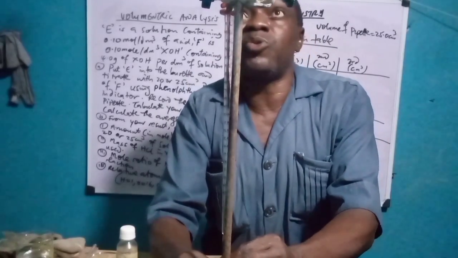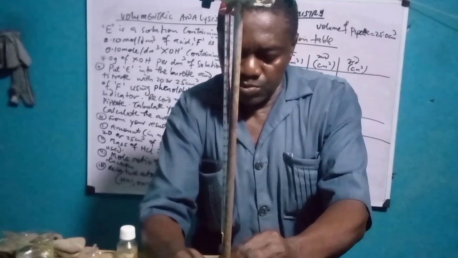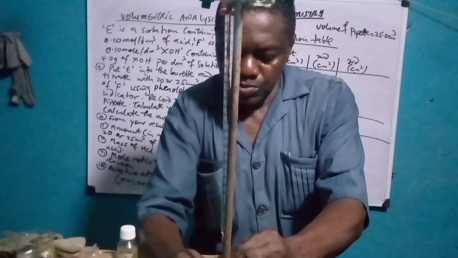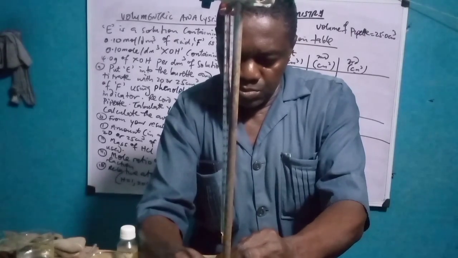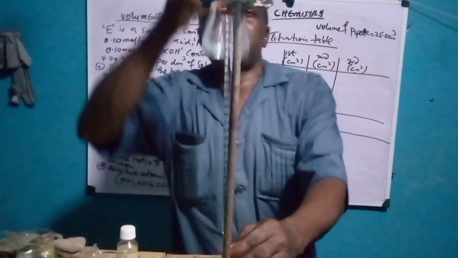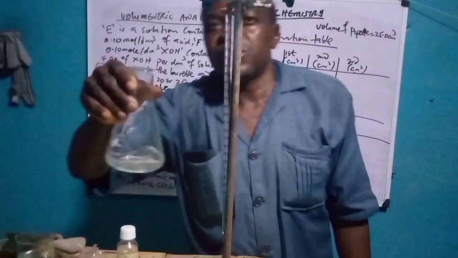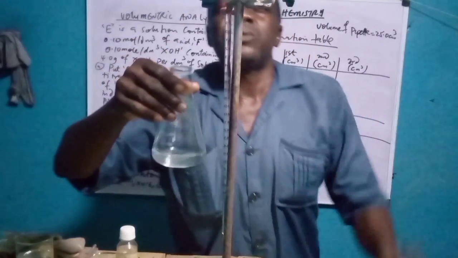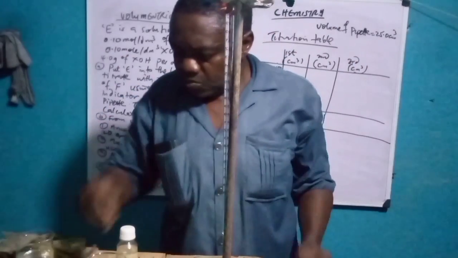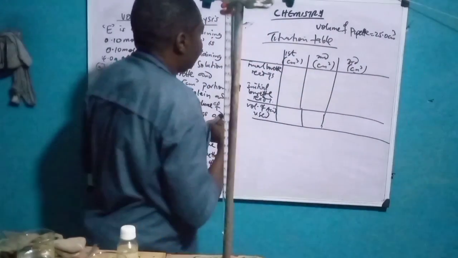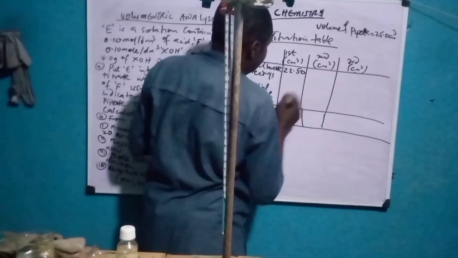When you are titrating, you don't need to look up. Just be concentrating on what you are doing. It has changed. You can see it has changed to colorless. So the point where it changes is 22.5. Let's see the final burette reading: 22.50.